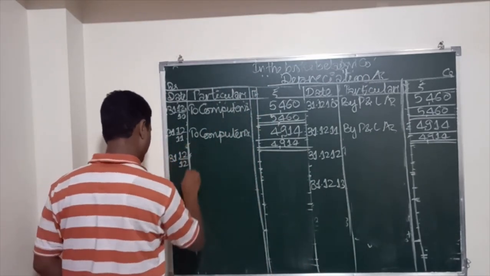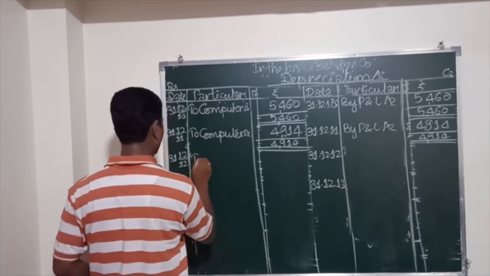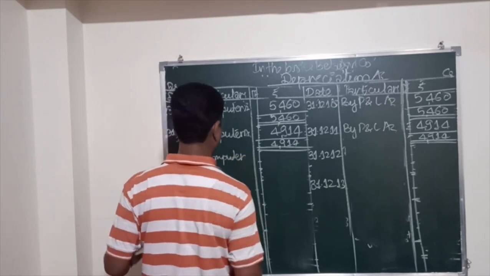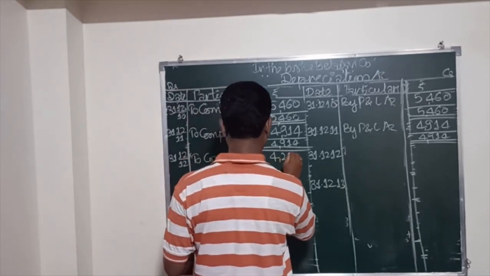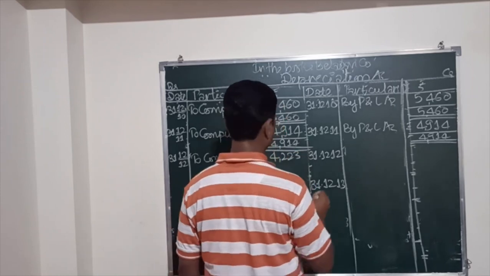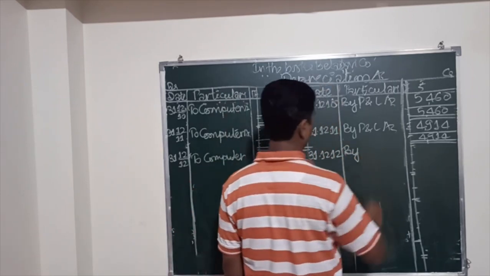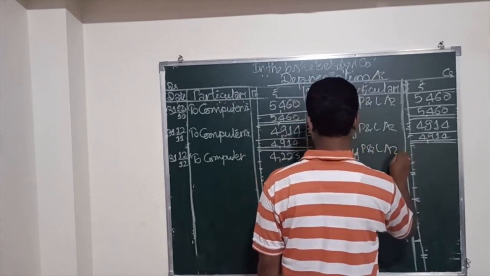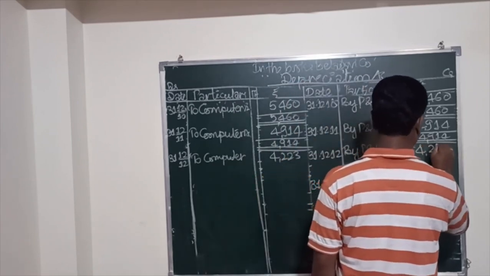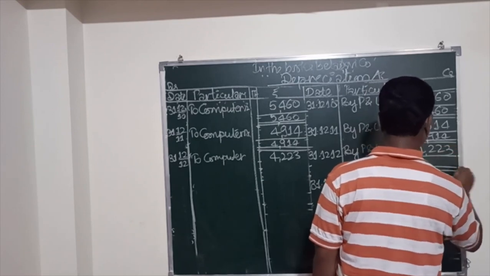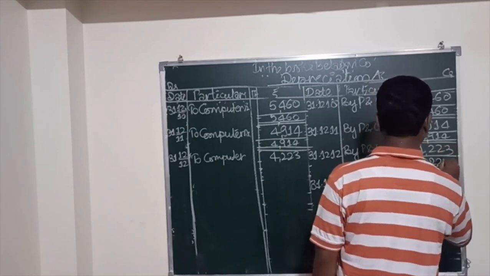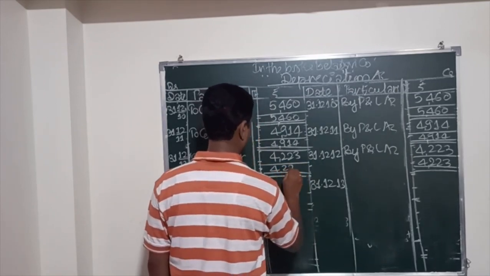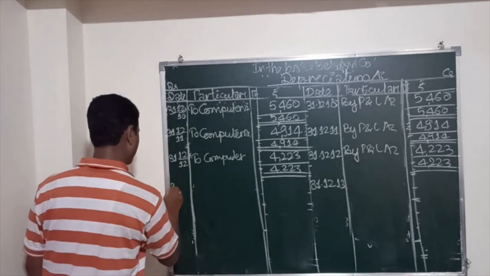Similarly, for the third year, on 31st December 2012, when the depreciation is charged, depreciation account debit to computer account. So the third year depreciation is 4,223. When it is transferred to P&L account, profit and loss account debit to depreciation account. So depreciation is credited by P&L account. So 4,223 here also.